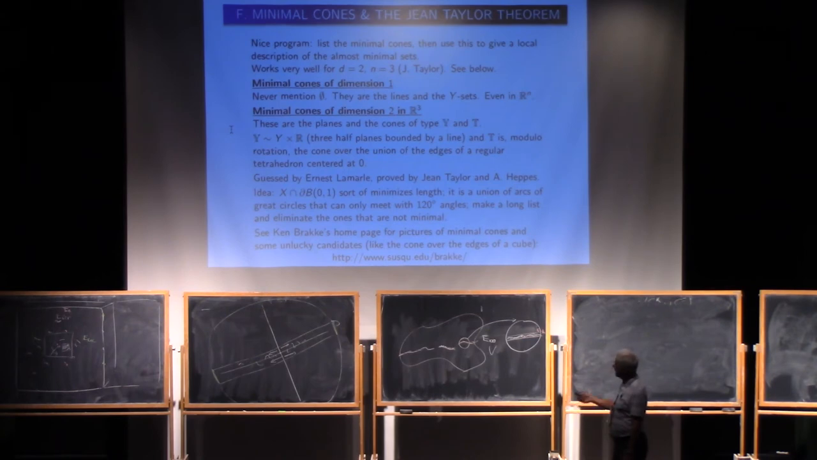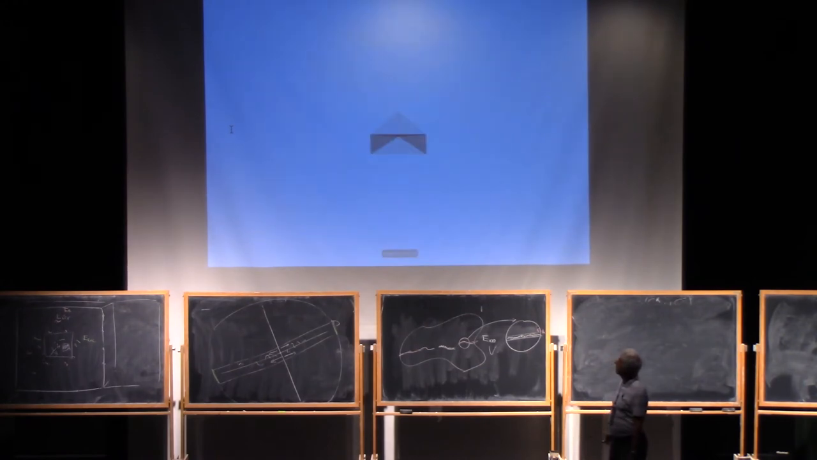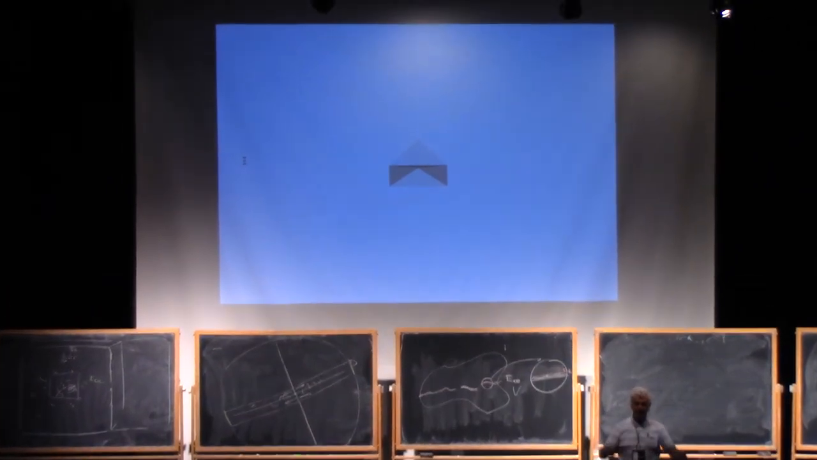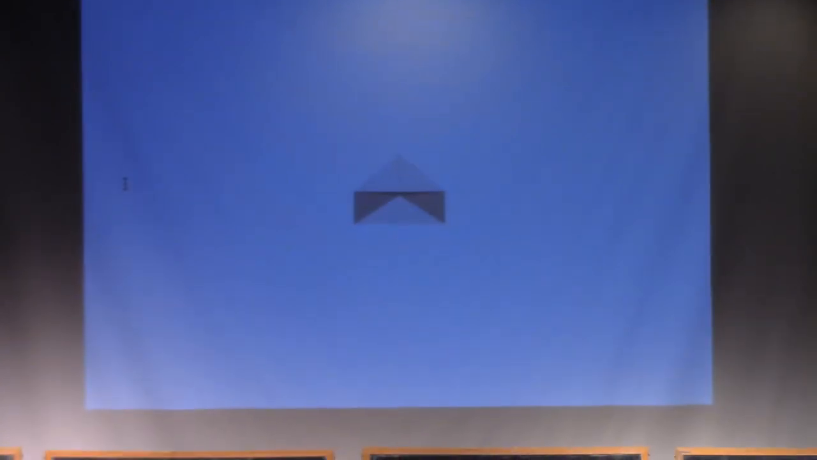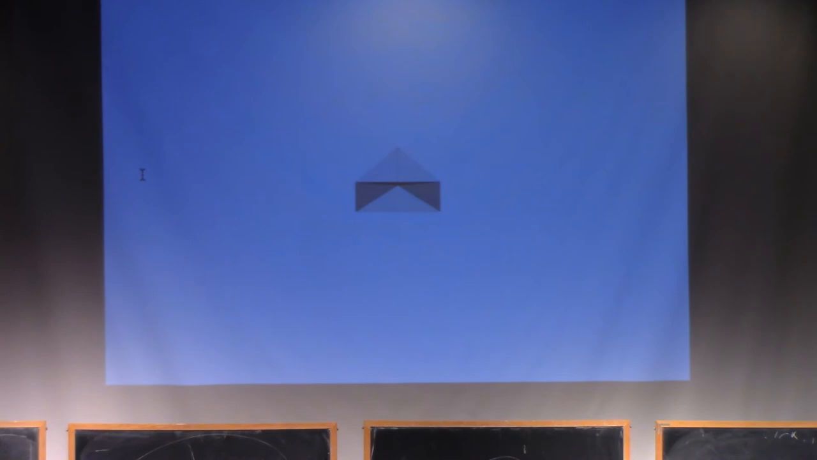Okay? And finally, I have a reference here for a site where you can see pictures of all the candidates that didn't work and better competitors. And I'll just give you one or two. So this was the simplest candidate. So this could have been a minimal cone. I don't know if you see two triangles, one on top of the other. Then you draw the lines, then you get a prism. And then you take the cone over the edges of a prism, and you get this picture.